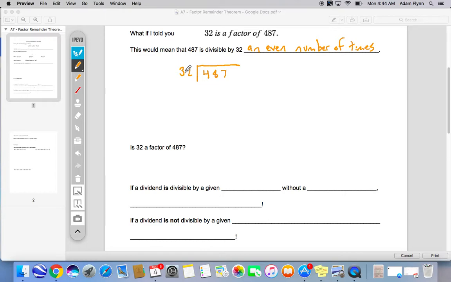Okay, so how many times does 32 go into 4? Well, 0 times. Okay, how many times does 32 go into 48? Well, it goes in once. So 32 times 1 is 32. I'm going to subtract that 32. So 48 minus 32 is 16. I'll bring down my 7.